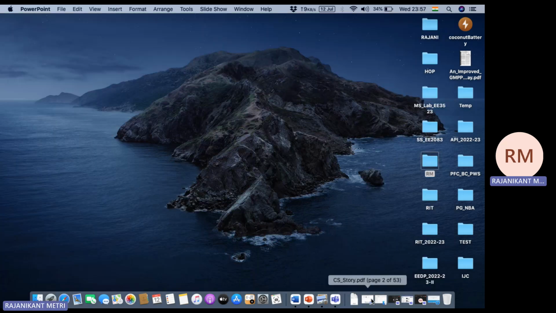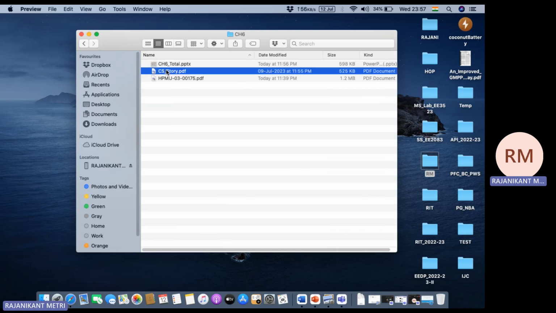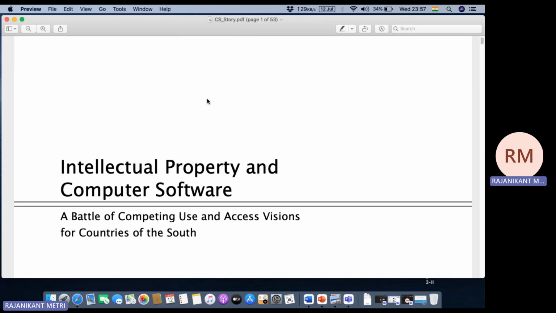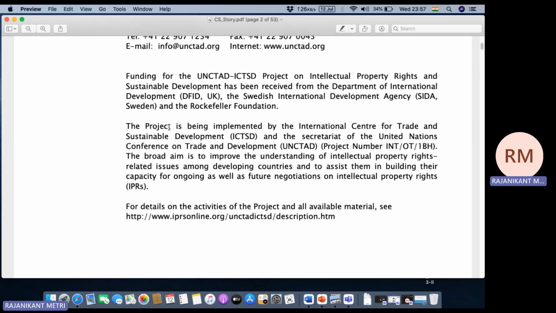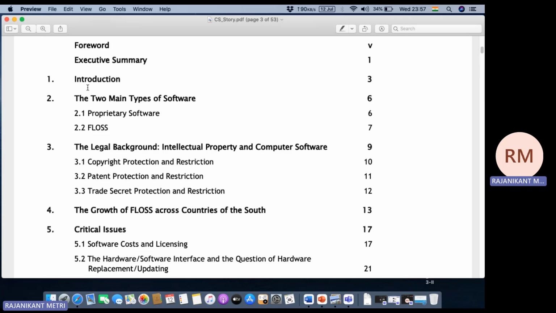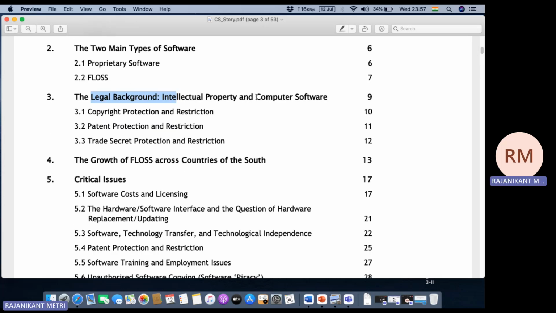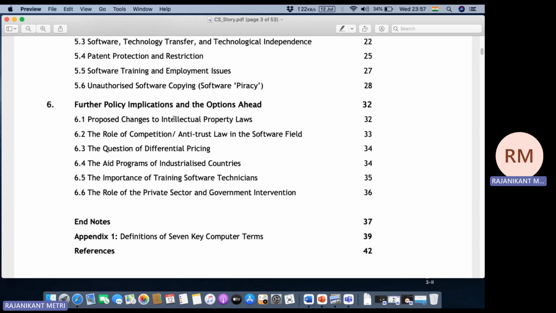So once again, there is one more article. I will just go through it. It is related to computer software. We have seen biological science, and one more point in the syllabus is intellectual property and computer software. Here it is given what the main two types of software are, that is proprietary software and cloud, the legal background related to IP and computer software, growth and critical issues, and further policy implications.